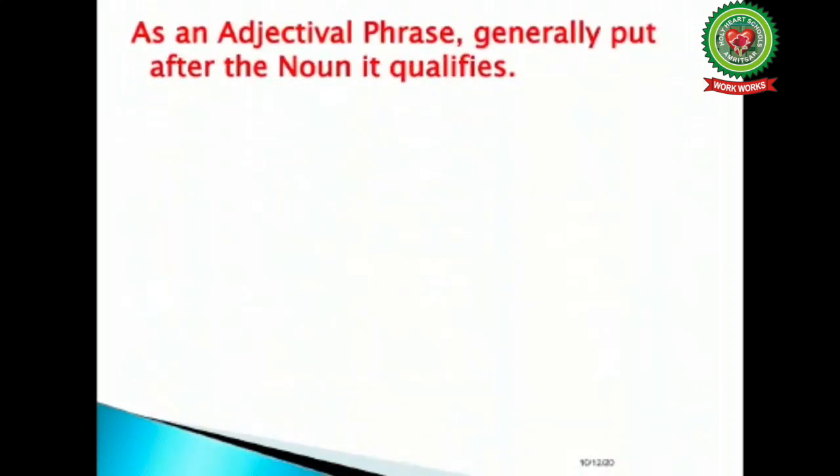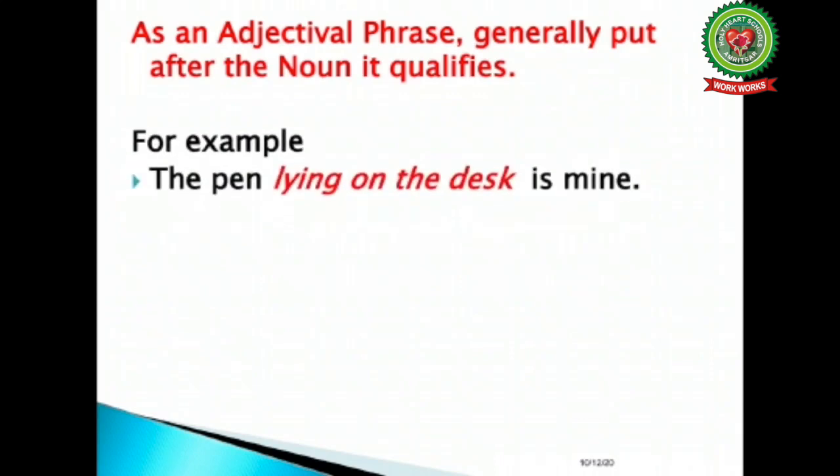As an adjectival phrase, generally put after the noun it qualifies. For example, the pen lying on the desk is mine. Now, children, which pen? Yes, the pen lying on the desk. So the words lying on the desk is an adjectival phrase that describes the noun pen. So the participle lying is placed immediately after the noun pen which it describes.